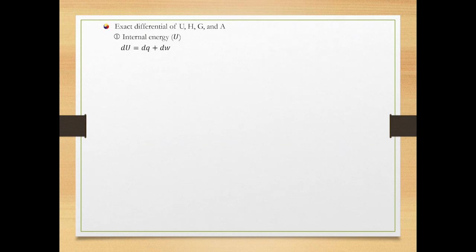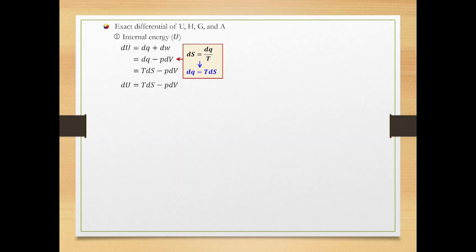The differential of internal energy is dU equals dq plus dw. The expansion work dw is equal to negative PdV, so you can plug it into the equation like this. I have not covered the thermodynamic definition of entropy, but it is dq over T. Modify the equation with respect to dq, which is dq equals TdS. Plug it into the equation like this, which leads to dU equals TdS minus PdV.